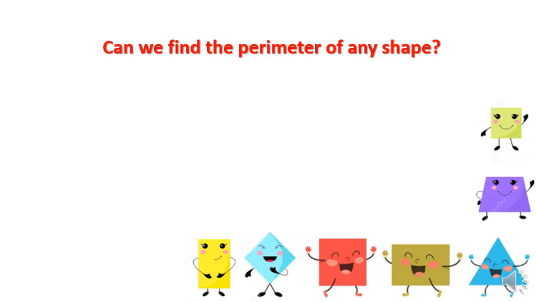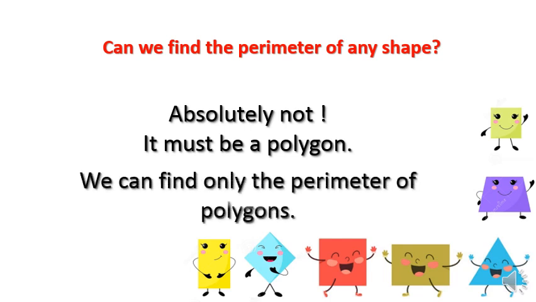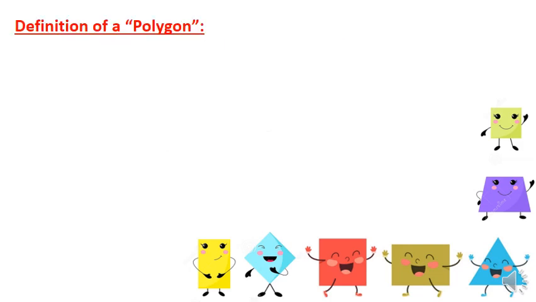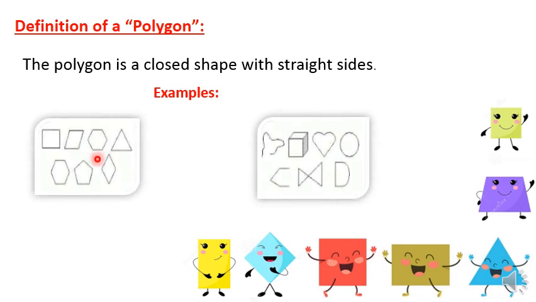Can we find the perimeter of any shape? Absolutely not. It must be a polygon. We can find only the perimeter of polygons. So, what are the polygons? Let's take the definition of a polygon. A polygon is a closed shape with straight sides. Okay? So, examples, look at the two figures. These are called the polygons.